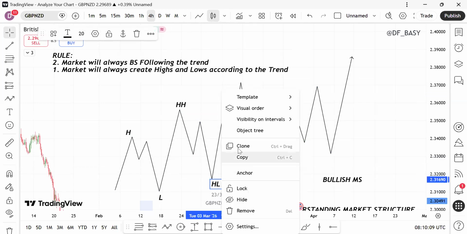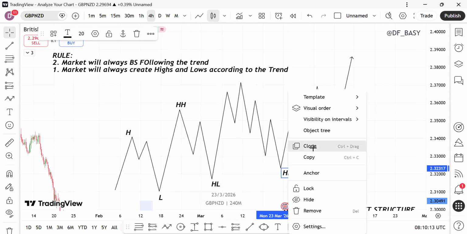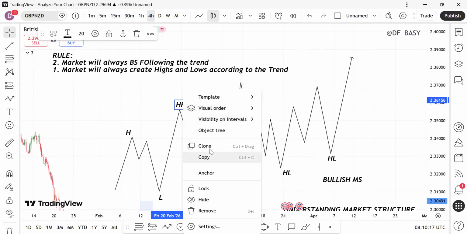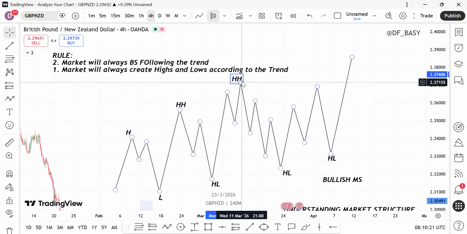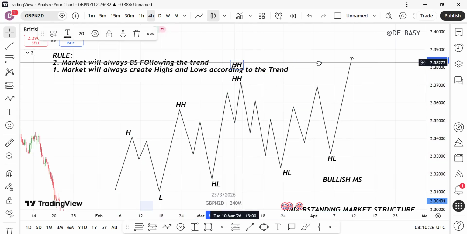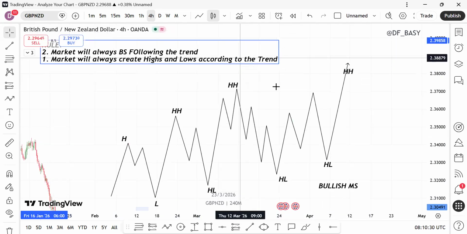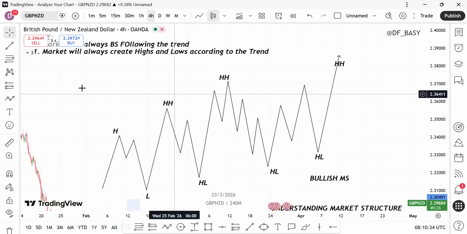So this is a higher low, this is a higher low over here. Then what do we have here again? We have a higher high over here. Then we have the last higher high, right? We have the last higher high over there. So now we have been able to identify the highs and the lows.